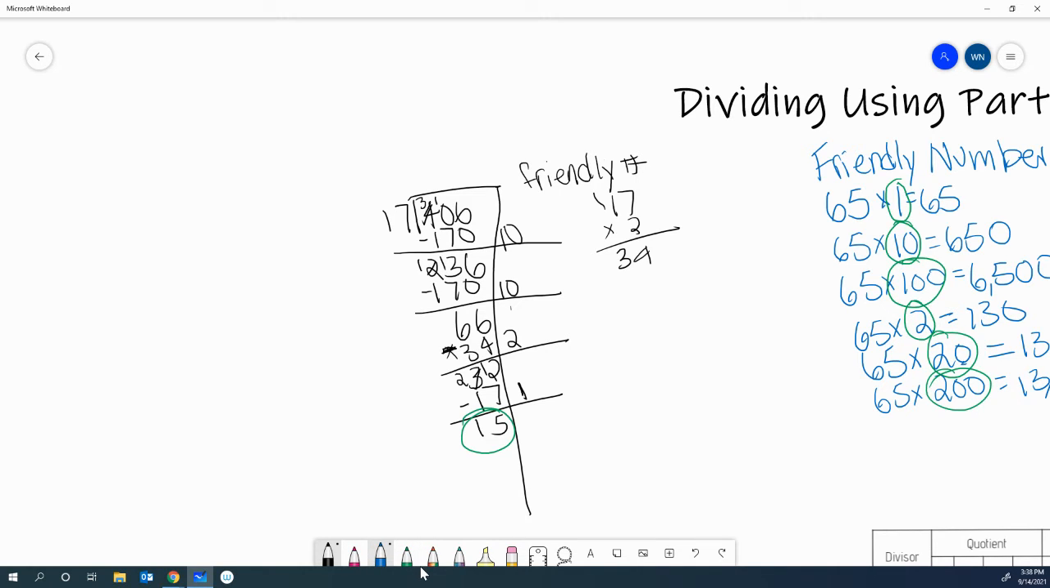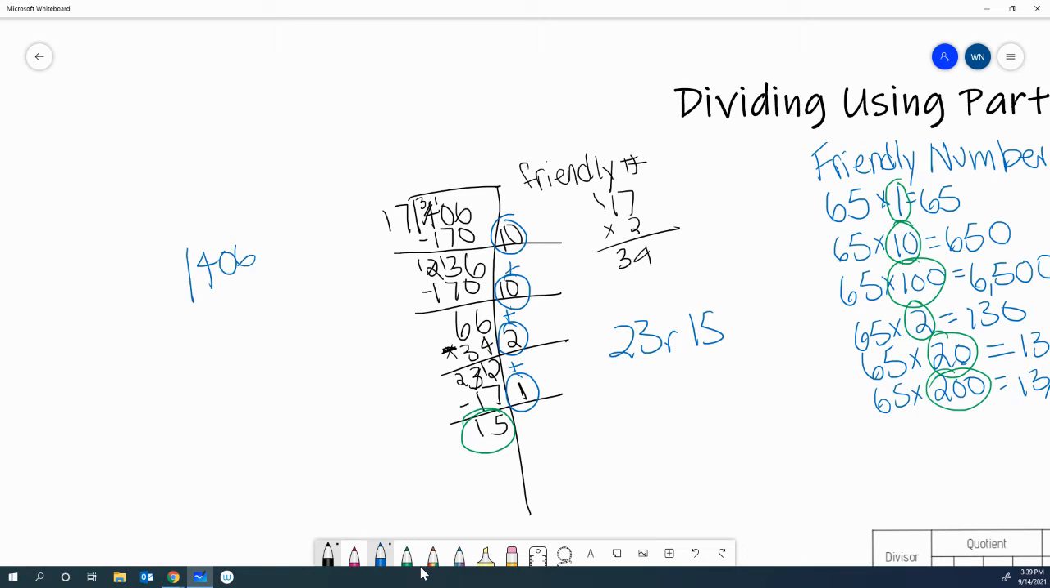Now let's figure out what the answer to the problem is going to be. We've got 10 plus 10 is 20, plus 2 is 22, plus 1 is 23, remainder 15. That is partial quotients. Now let me show you why it's a little bit easier than dividing like normal.